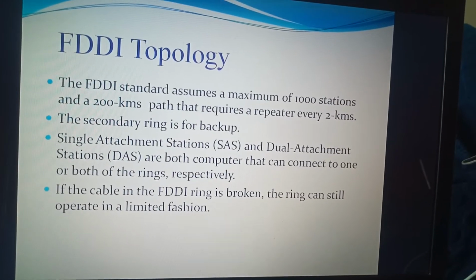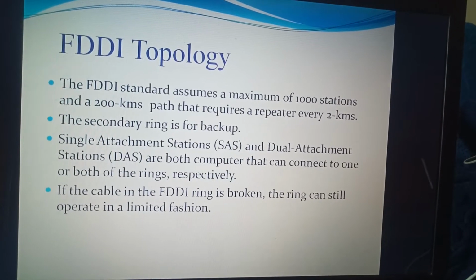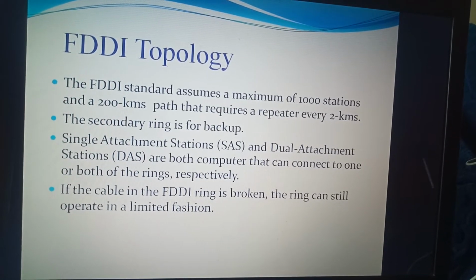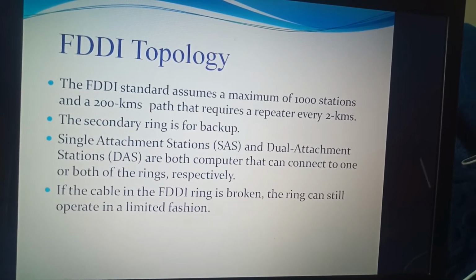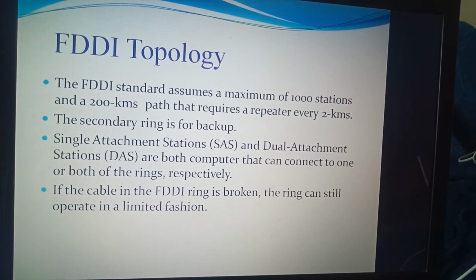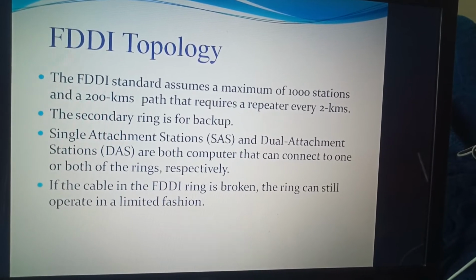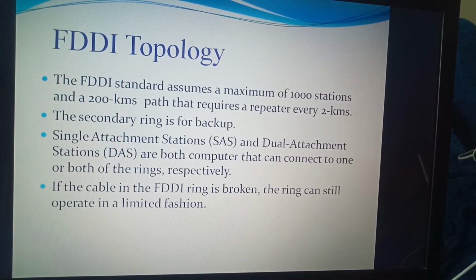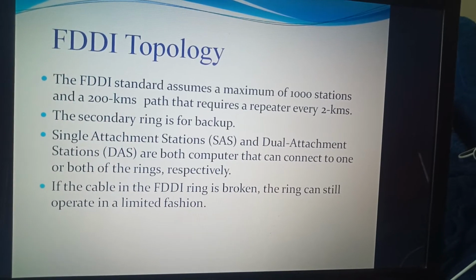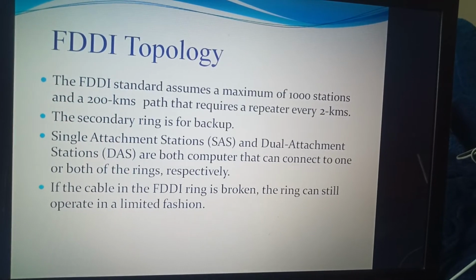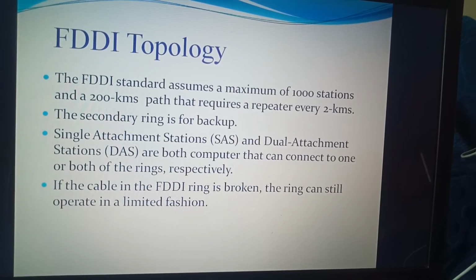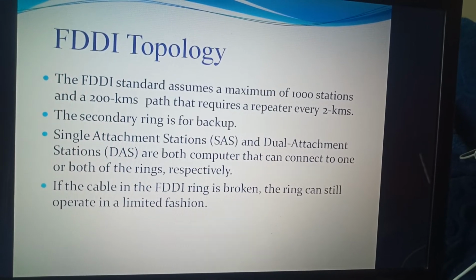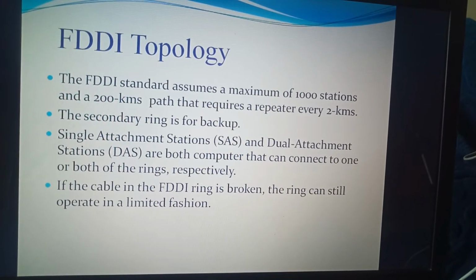FDDI topology. The FDDI standards assume some maximum of 1000 stations. Means there can be a maximum of 1000 stations, and 200 kilometer paths require a repeater every 2 kilometers. The secondary ring is for backup, which I said before. When the primary ring does not work properly or fails, then we use the secondary ring.